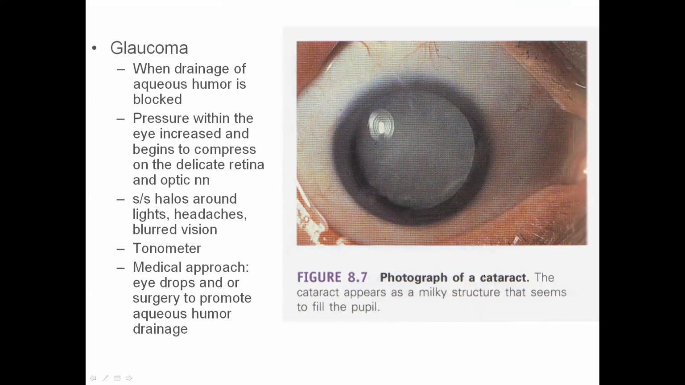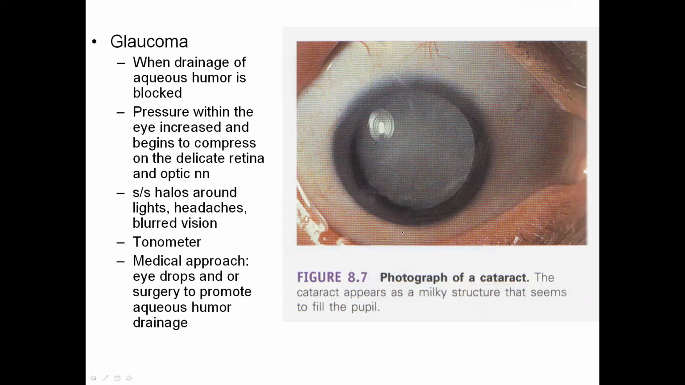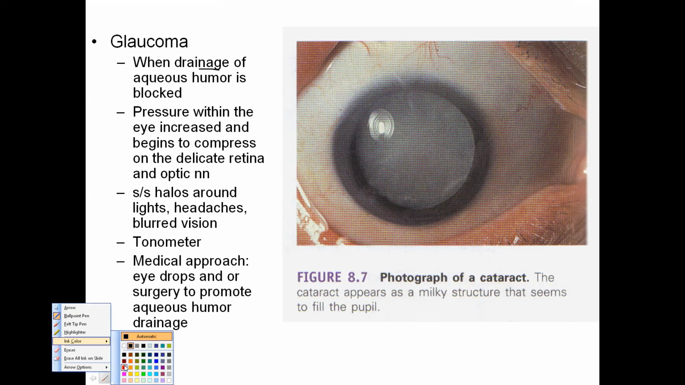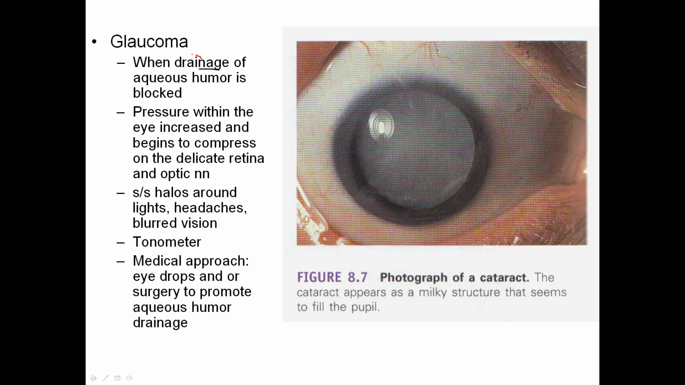Okay, glaucoma is when drainage of that fluid, the aqueous humor, is inadequate or blocked. What happens is you start to get pressure building up within the eye, and the more the pressure builds up, the more it starts to compress on the retina, creating some damage.